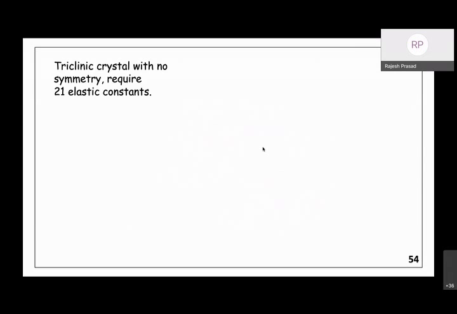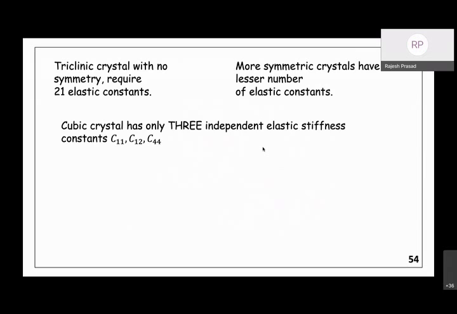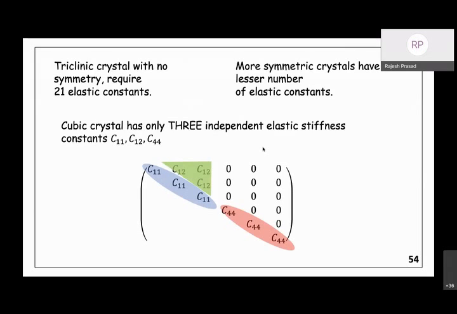So triclinic crystal with no symmetry requires 21 elastic constants. With more symmetry, if you are lucky, if your crystal is symmetric, you will have fewer constants. In the limit of highest symmetry, that is the cubic crystal, you will have only 3 independent constants: C11, C12, and C44. Other constants are 0, and these constants shown in one color are all equal. So 3 independent constants. And you can see both the tension shear coupling and the cross shear coupling constants are 0. So there is no such issue with cubic crystal despite its anisotropy.